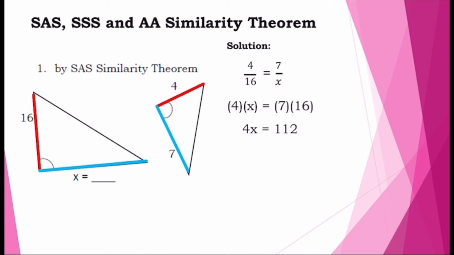So therefore, 4x times 1/4, we have 4x over 4. And 112 times 1/4, we have 112 over 4. Next, 4x over 4, we have x, and 112 divided by 4, we have 28. So therefore, the value of our x is 28.